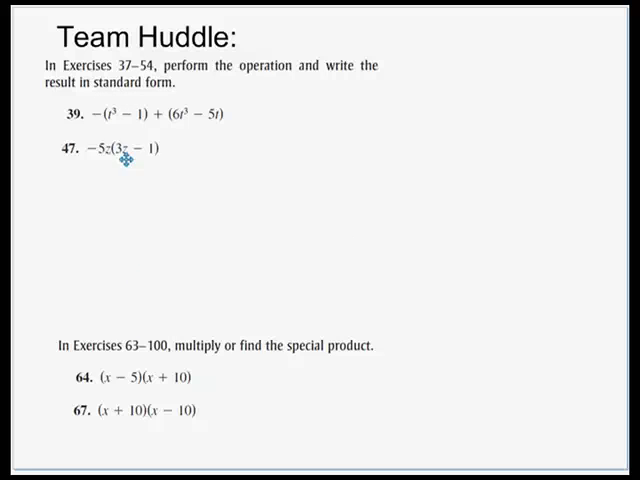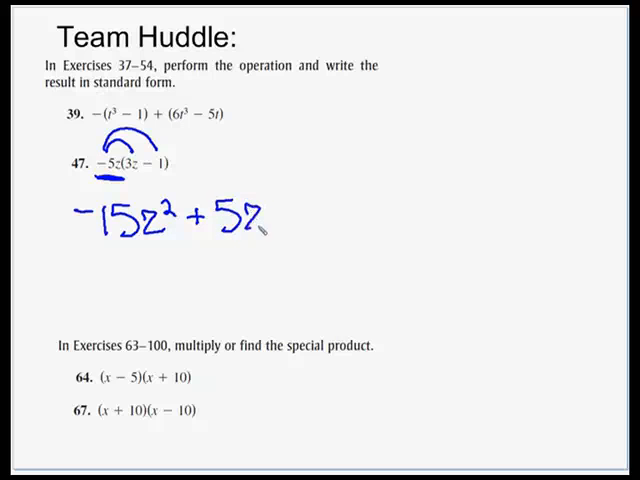Number 47 looks like we just have to do a distribution. Out front, we have a minus 5z. We're going to distribute that to the two terms in the parentheses. So minus 5 times 3 is minus 15. Z times z is z squared. Minus 5z times minus 1. The negative times the negative is positive. 5 times 1 is 5. Z to the first power, or just leave it as z.